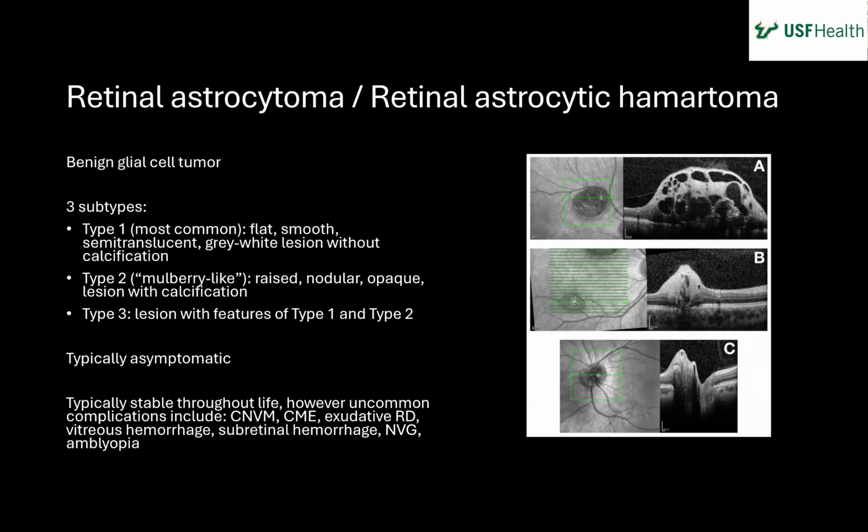They typically don't progress and remain stable throughout life, but uncommon complications to consider are CNVM and tractional RDs, and you would only treat it if it's causing any of these complications. Otherwise you would just observe. The OCT picture I showed here was just of a different one. This one would have the cavitations as opposed to the more homogeneous hyperreflective dome. This is just another version of it.